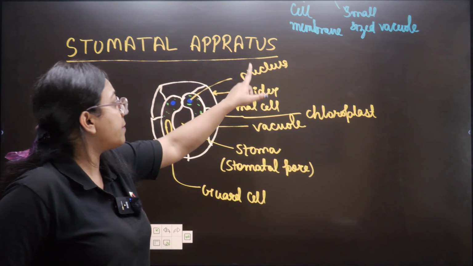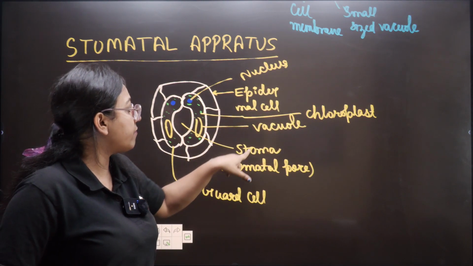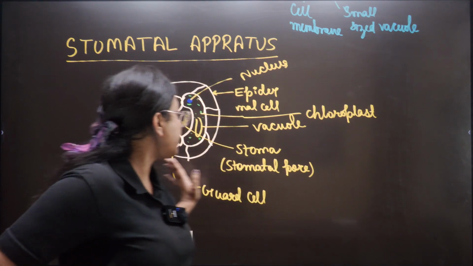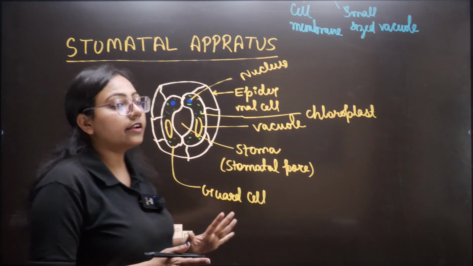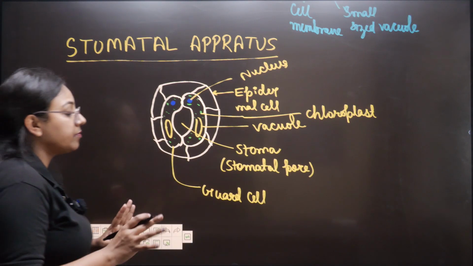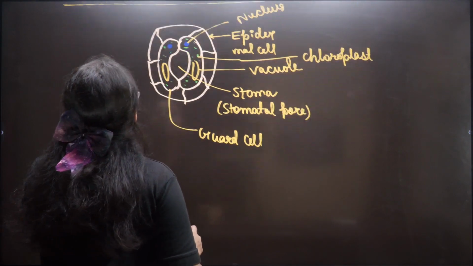So how many labels have we done? 1, 2, 3, 4, 5, 6 labels we have done. So this is a 3 mark question. So you must do this, and then only you will get the complete marks. Okay, I hope it is very clear. Stomatal apparatus is one of the very easy diagrams. Okay, let's move to the next.